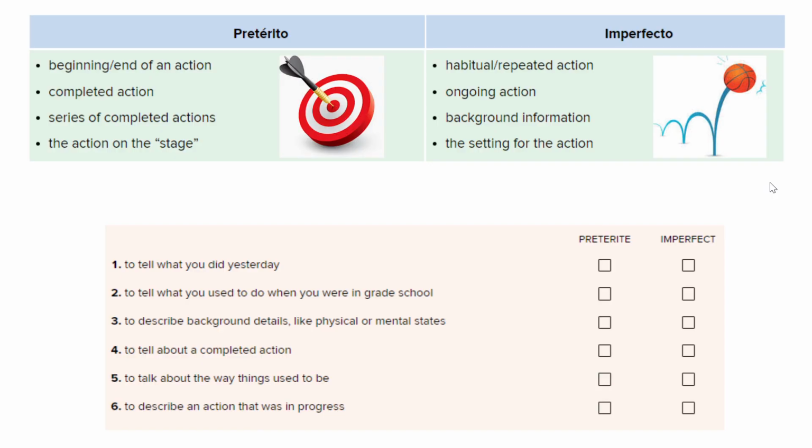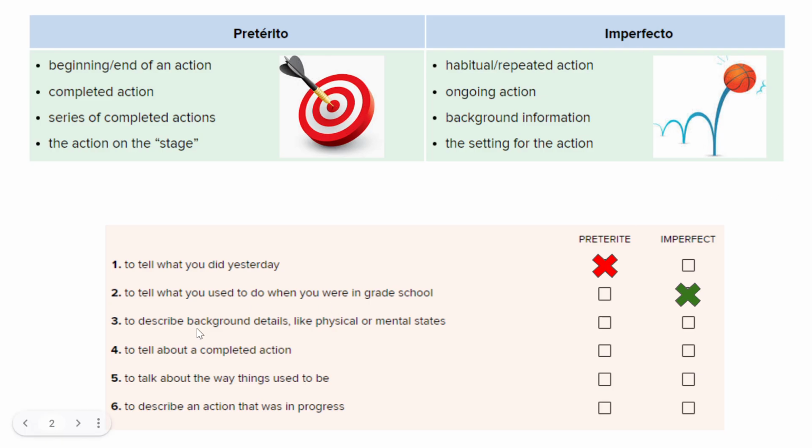So if you were to tell what you did yesterday, would we be using the preterite or the imperfect? The preterite. To tell what you used to do when you were in grade school, what would you use? The imperfect. The clue here is used to. Okay? There's not a specific time. When you see used to, we know that we're doing imperfect.